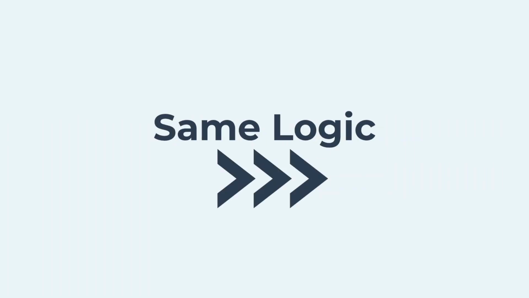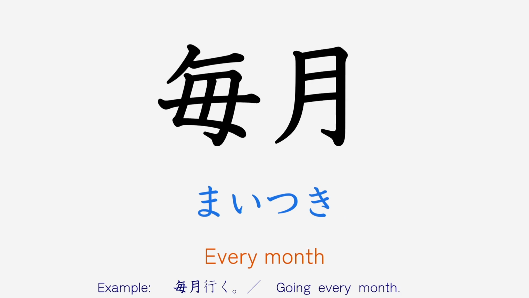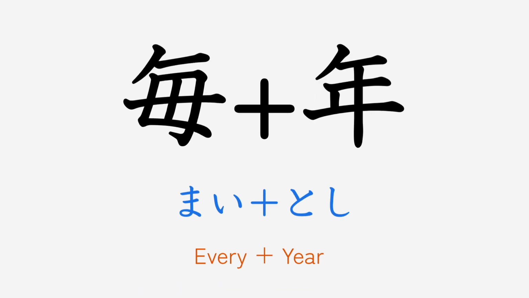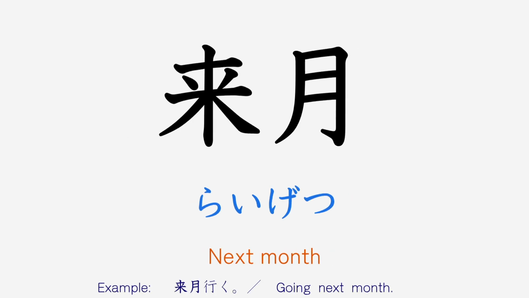Using the exact same logic, you can understand this. Every month, 毎月. Every year, 毎年. Next month, 来月.